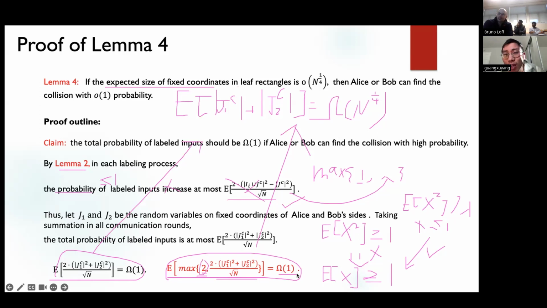Bob didn't learn anything. So in the end, the only leaf is the entire rectangle. Then you're not going to fix any coordinate, right? So the size of this J1... these are the free coordinates, these are the fixed coordinates. So you never fix any coordinates, so I think the equal to omega one is by assuming the claim at the beginning of the proof.